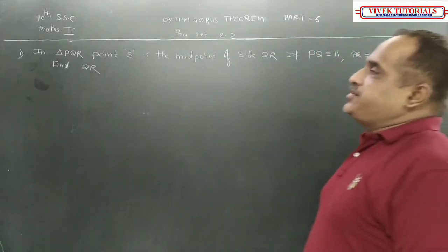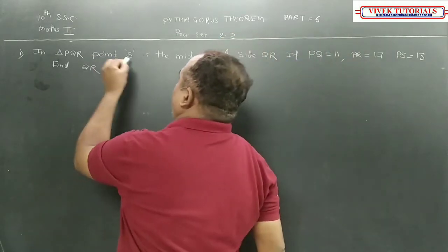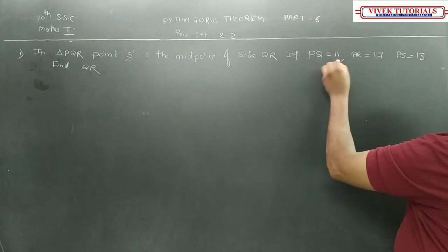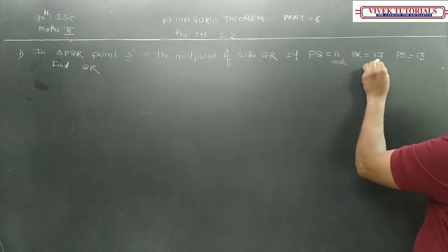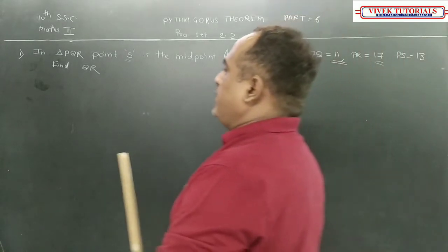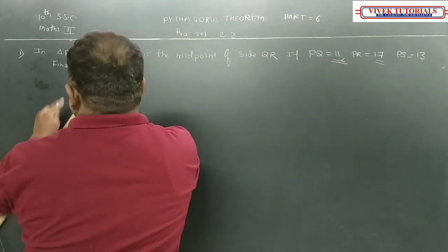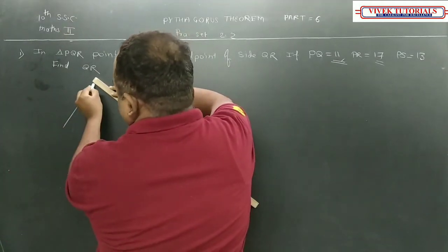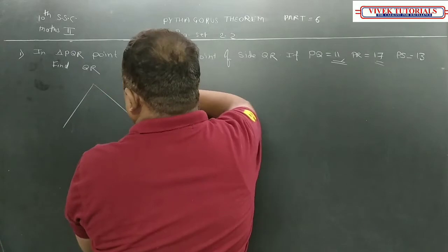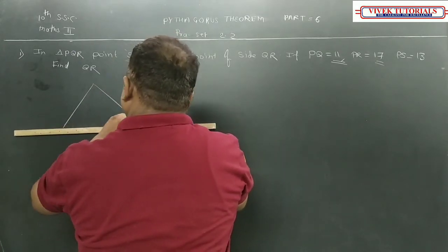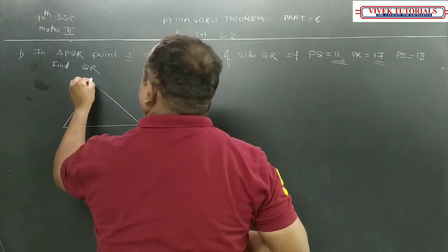Now, the first question is: in triangle PQR, S is the midpoint of side QR, and PQ is equal to 11 units, PR is equal to 17, and PS is 13. Find QR. So what we'll do, first we'll draw the figure. We are going to draw according to us, it's okay to draw any way, because they have not given any type of figure. So this is triangle PQR.